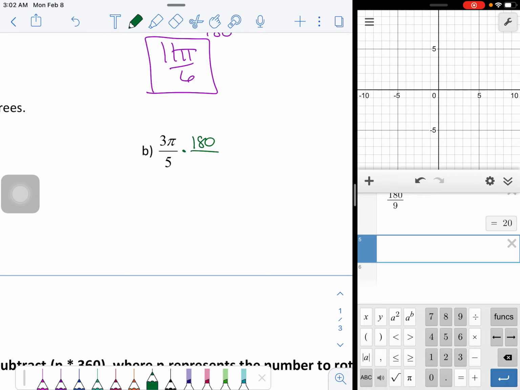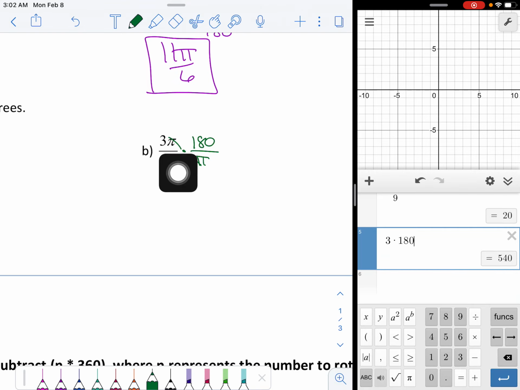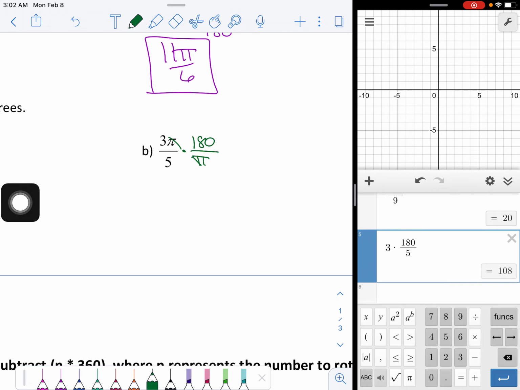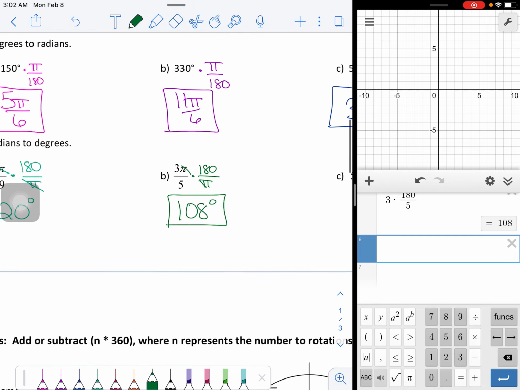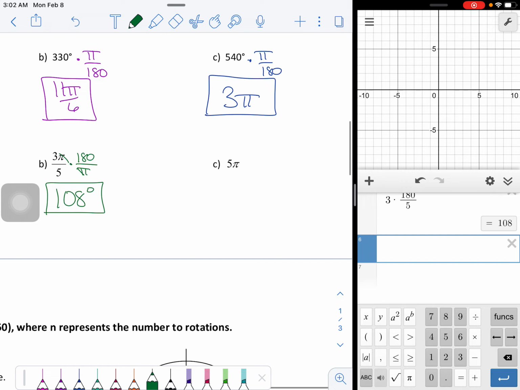So keep doing the same thing. 3 pi over 5, I'm going to multiply times 180 over pi. So the pi's will cancel out. I'm going to take 3 times 180 because those are both in the numerator, and then divide by what's in my denominator, so divided by 5. So that is 108 degrees.